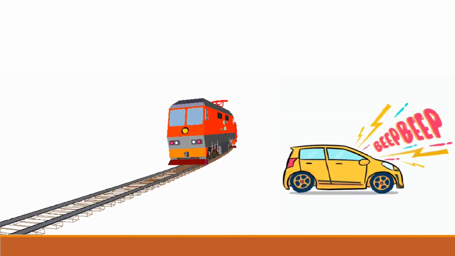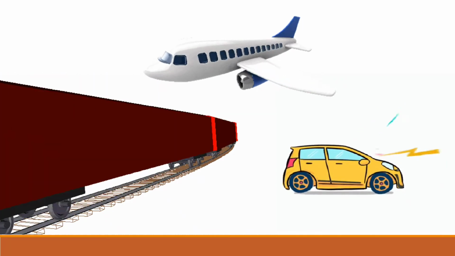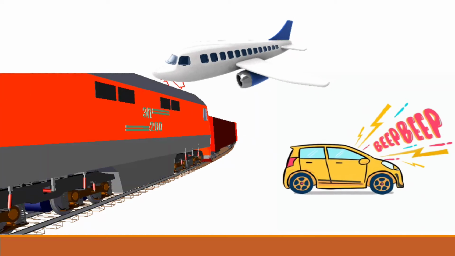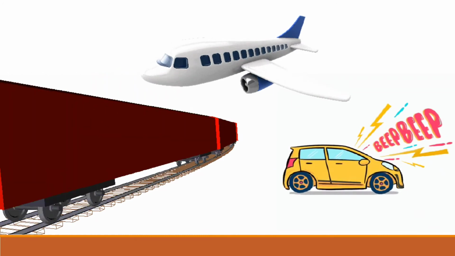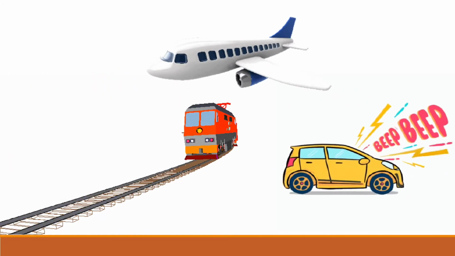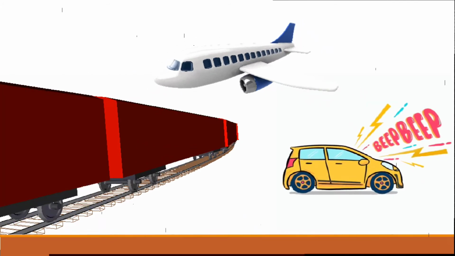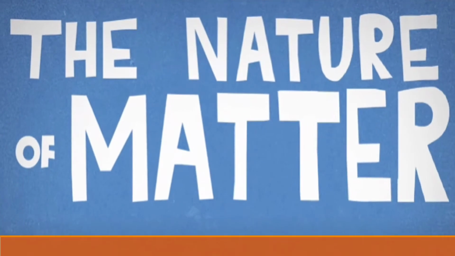So, car, train, and plane can only run through electricity. It means electricity is very vital in terms of transportation. So, the nature of matter. But before going there, let's talk about matter first. To understand it, we first need to know about the nature of matter.